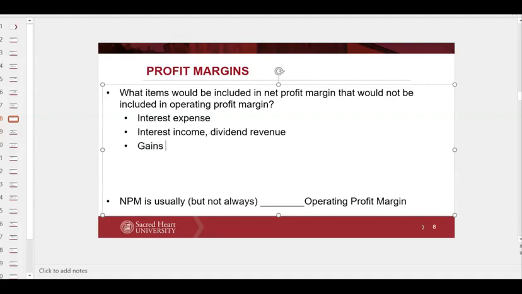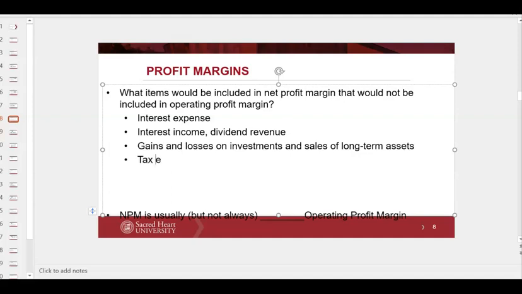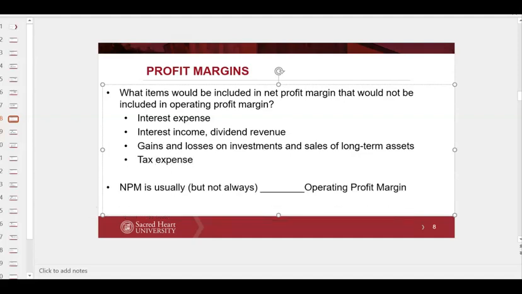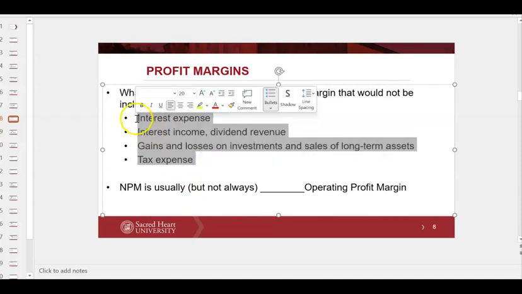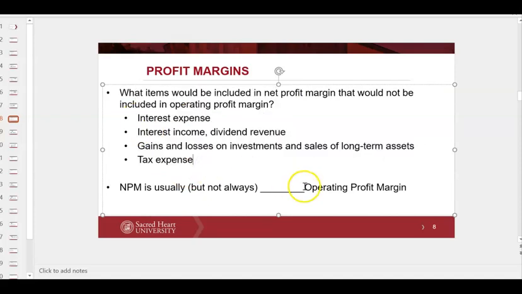Gains and losses, non-operating gains and losses, so gains and losses on long-term assets, investments, and sales of long-term assets, buildings, equipment, if we sell intangible assets. And also tax expense is not included. It's not in the non-operating section, but it's not included in the operating income or our operating profit margin. All of these items would be included in your net profit margin.